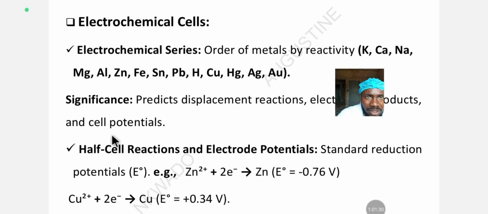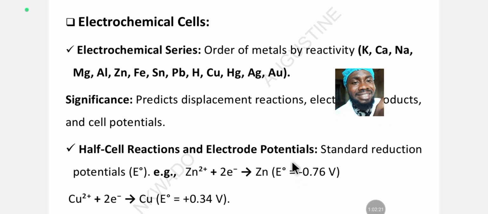All right. Now let's look at electrochemical cells. Before we look at this, I just quickly brushed through the electrochemical series. An electrochemical cell is a device that converts chemical energy to electrical energy. They are known as battery cells. Let's now look at half cell reaction and electrode potential as recommended by JAMB.